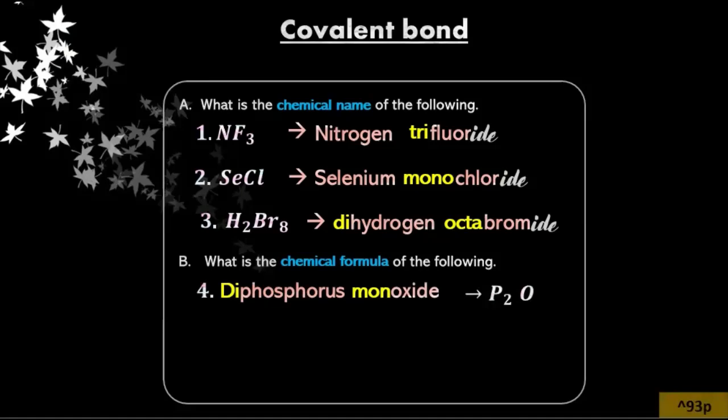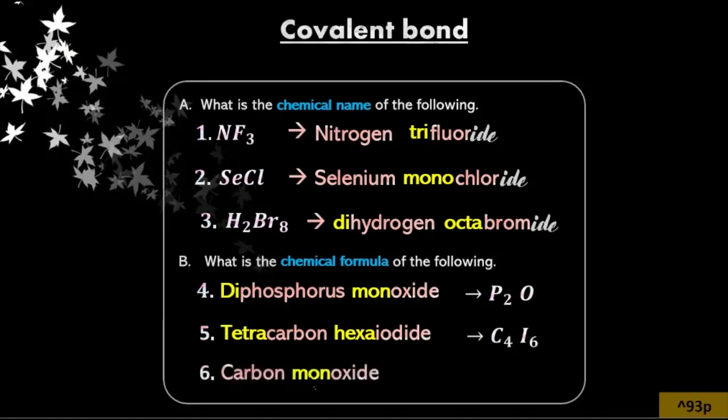Next example, tetracarbon hexaiodide. Carbon is C, iodide is I, and let's identify their prefixes. Tetra is 4, so C4. Hexa is 6, so I6. The answer is C4I6.